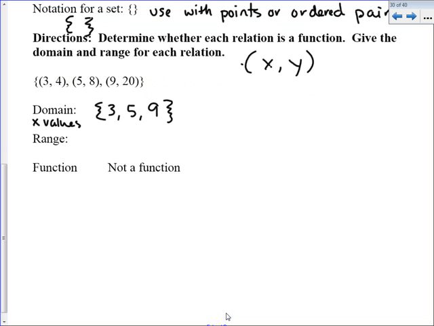And then the range is the set of all of our y values. So set and all the y values, 4, 8, and 20, and then I'm going to close my set.